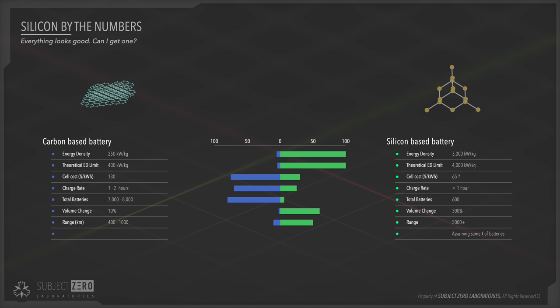Not only can silicon increase the total energy density, but it's also very cheap, which will dramatically decrease the price of electric cars, where the battery price is estimated to be between 20 to 30% of the final price. Silicon-based batteries will bring that down to about 5%.